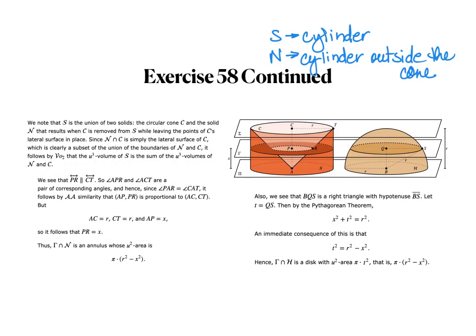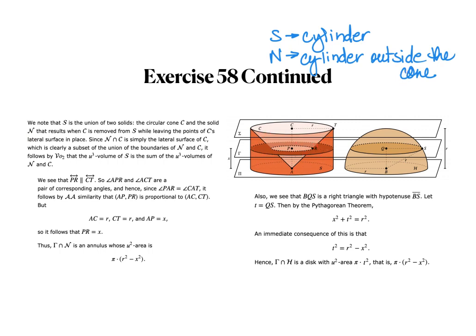Let's look more carefully at the solid that is the cylinder. So S is the cylinder. We're going to define N as the cylinder less the cone. So it's all this space outside of the cone.